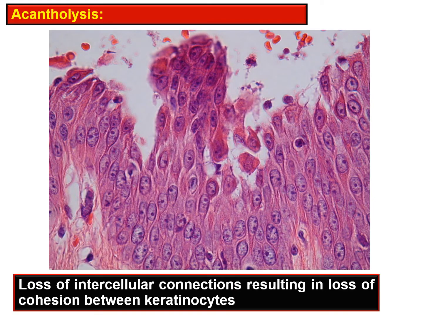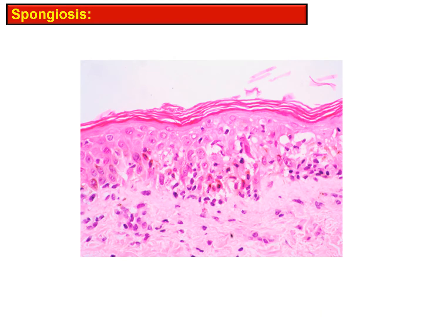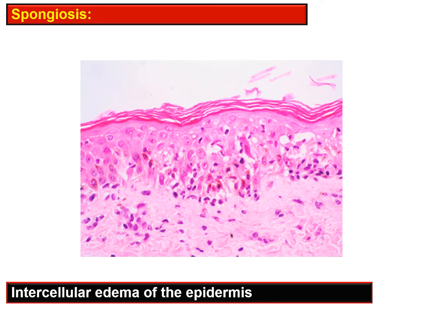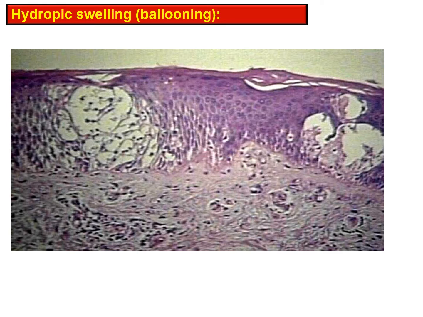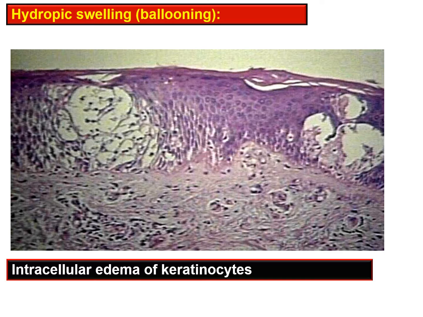Acantholysis is the loss of intercellular connections that results in loss of cohesion between keratinocytes. Spongiosis is the edema that is present between the cells of the epidermis. Hydropic swelling or blurring is another term that describes intracellular edema of the keratinocytes.